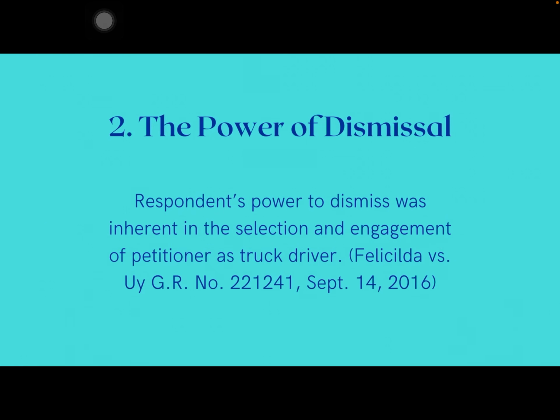Now, number 2, the power of dismissal. Of course, if you can hire, you also have the power to fire or the power to dismiss. It is inherent in you para ikaw ay mag-fire ng tao.